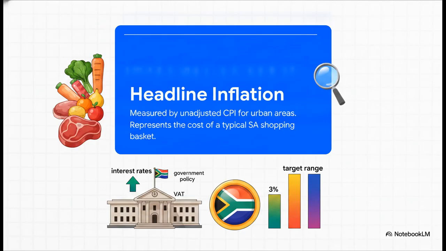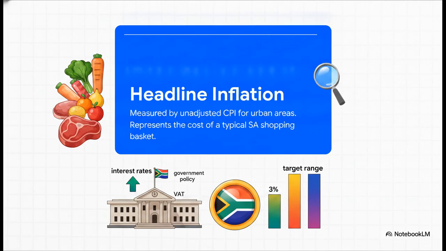Core inflation excludes highly volatile items, things like fresh meat, veggies, and changes in VAT or mortgage interest rates, which are affected by government policy. Headline inflation is the unadjusted figure, and the CPI we derive it from is the official index used by the Reserve Bank for inflation targeting.